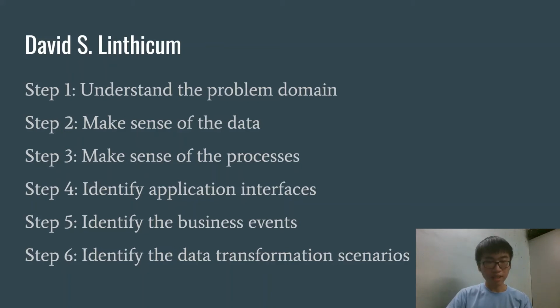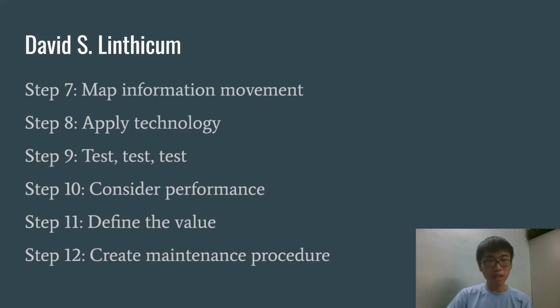And then step 5 is to identify the business events, which are usually interrelated. And step 6 is to identify the data transformation scenarios, which basically means that between the system, from the source, the data schema and the content need to be restructured or reformatted so that the target system can consume the data. Okay, now we look at the step 7, which is to map information movement.